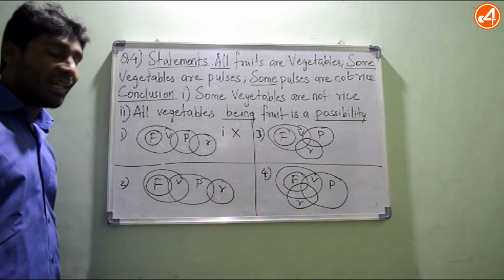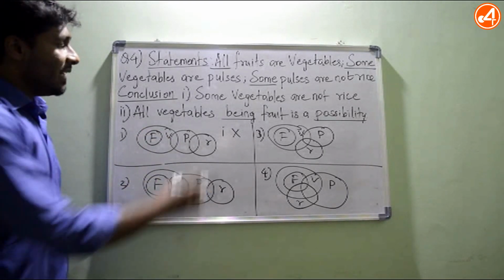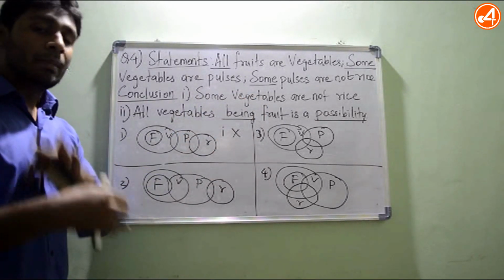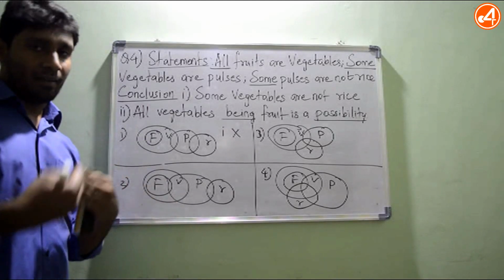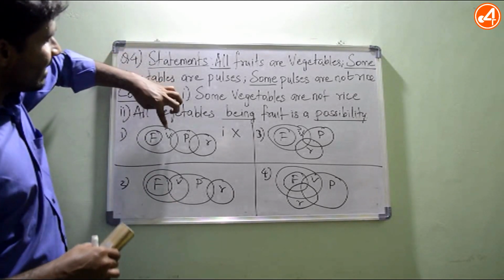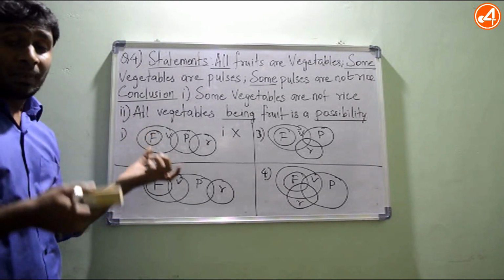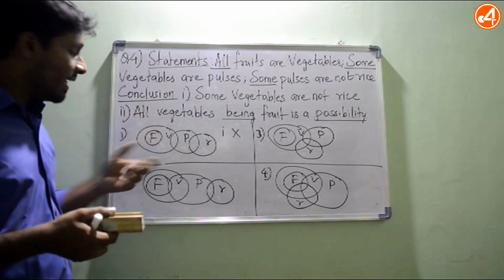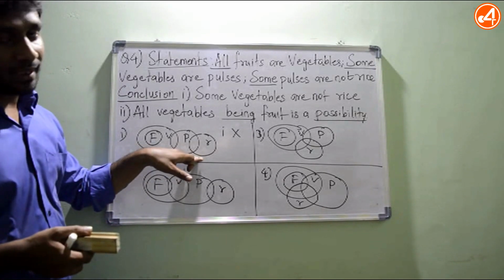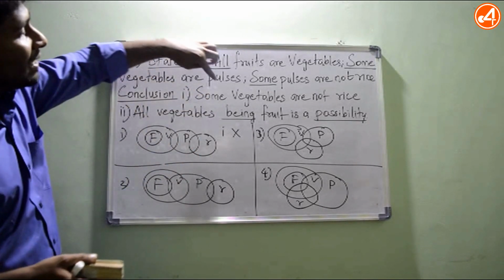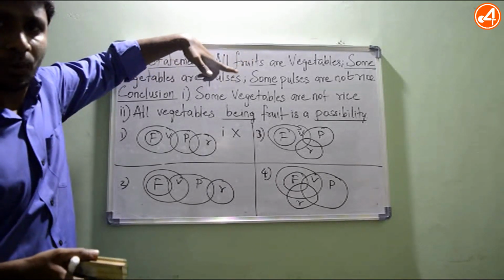I am repeating the same point again. The first conclusion is given as some vegetables are not rice. If I say some vegetables are not rice, what about the remaining vegetables? They must be rice, right? So here, some vegetables are not rice, but in this diagram the exact, 100% correct conclusion is that all the vegetables are not rice. But given is only some vegetables are not rice. So I cannot take it as a true statement.